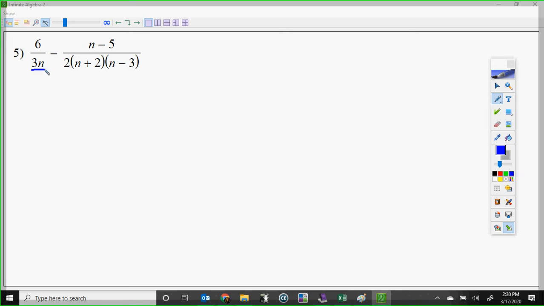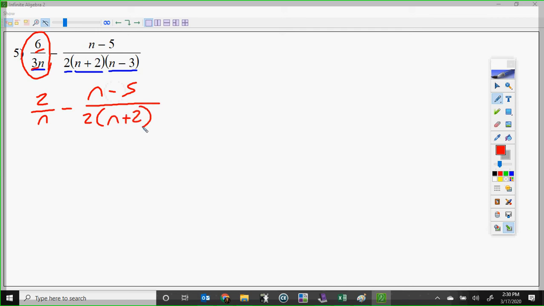Well, I have 3n over here. I have a 2, an n plus 2, an n minus 3. Right now I have nothing in common, and that's okay. But right here, I have a 6 and a 3. Well, I can simplify that and say that 6 divided by 3 is 2 over n. Okay, so I can make that simplification. That gives me a little less I have to multiply by.